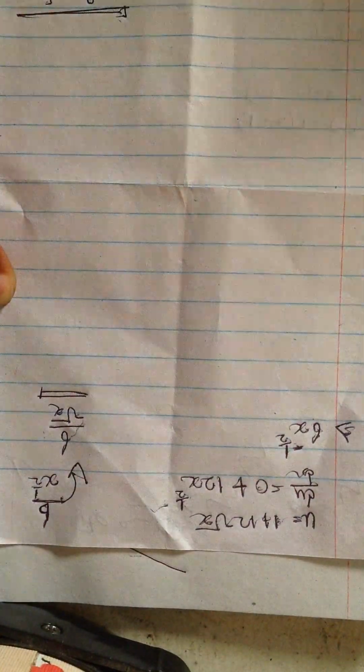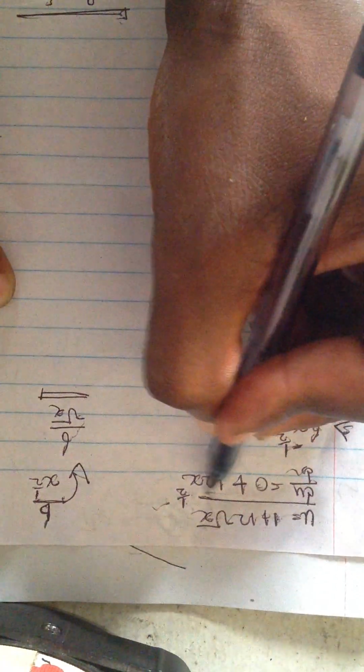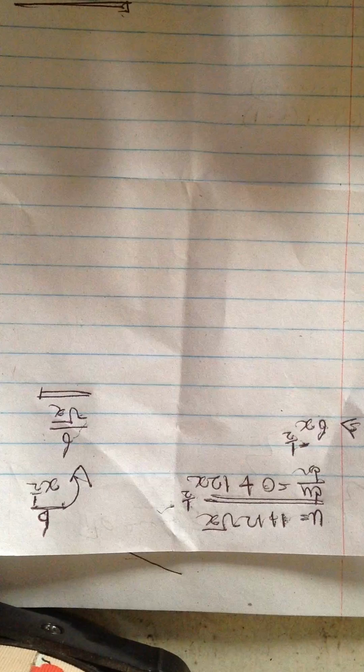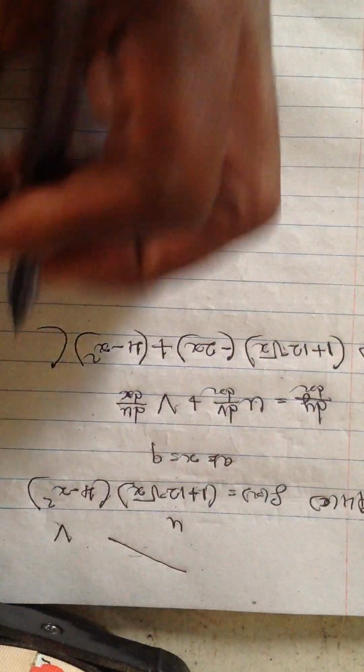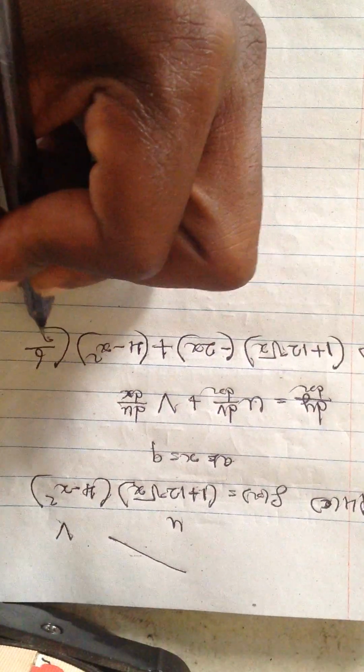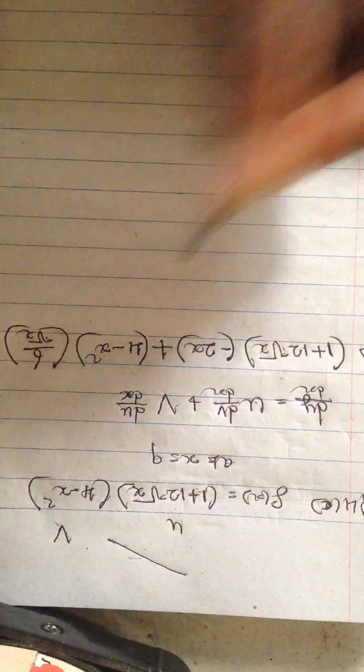So meaning you have differentiated this one. Okay, so 6 over the square root of x, this is what we are going to have here. So we're going to have 6 over the square root of x.